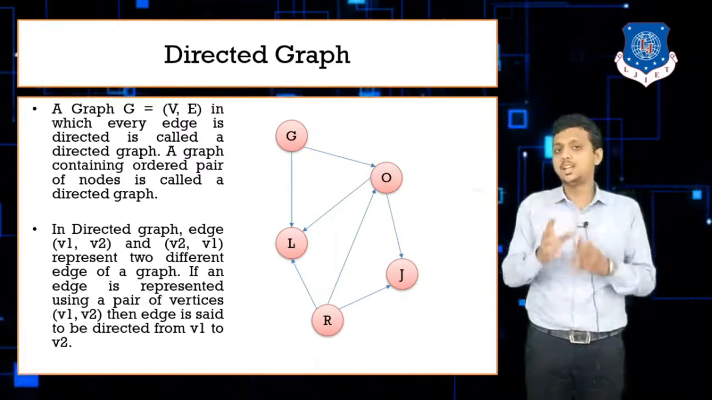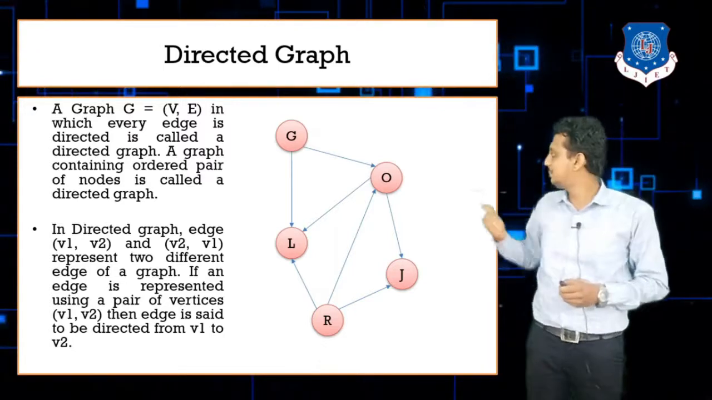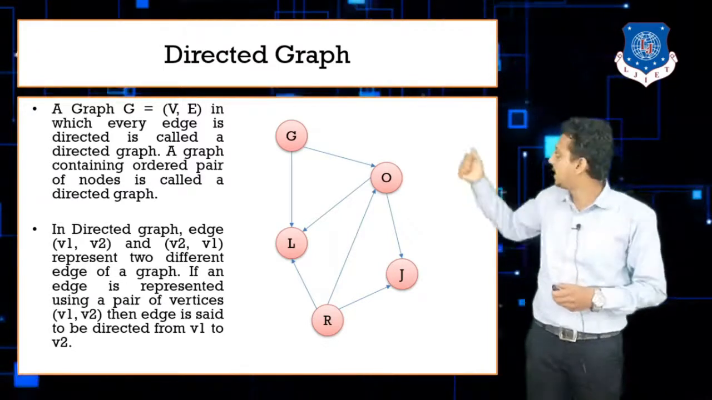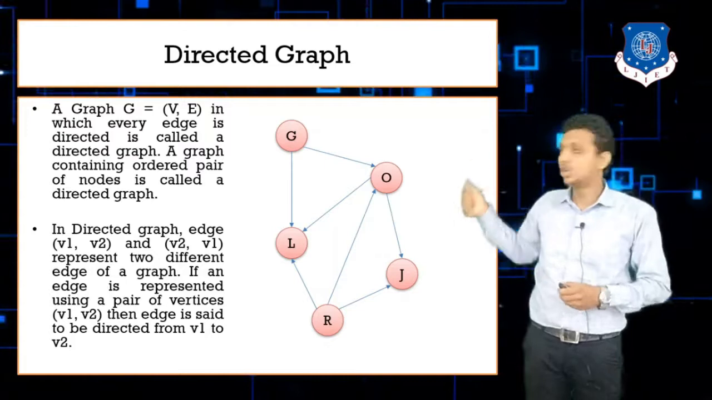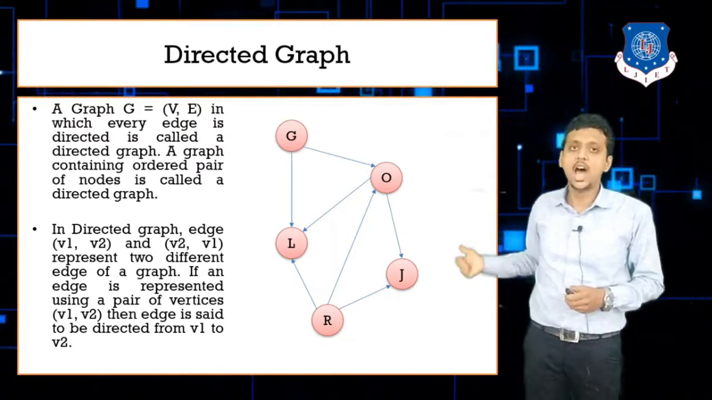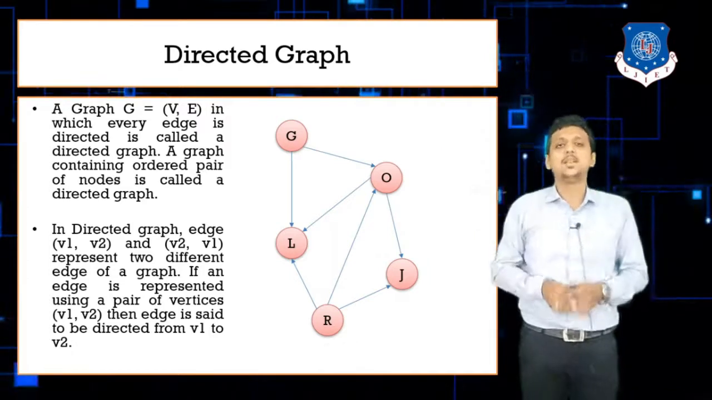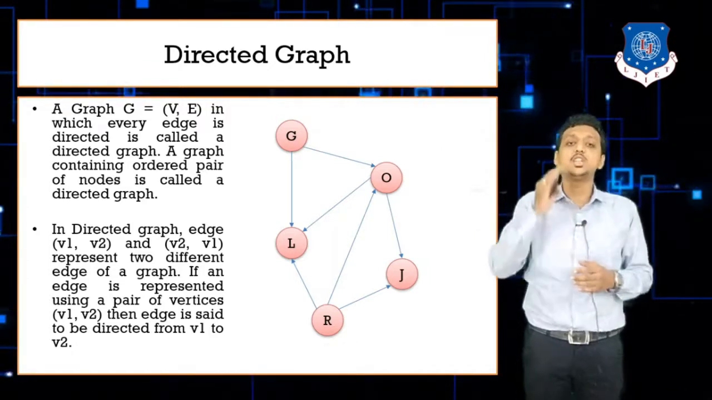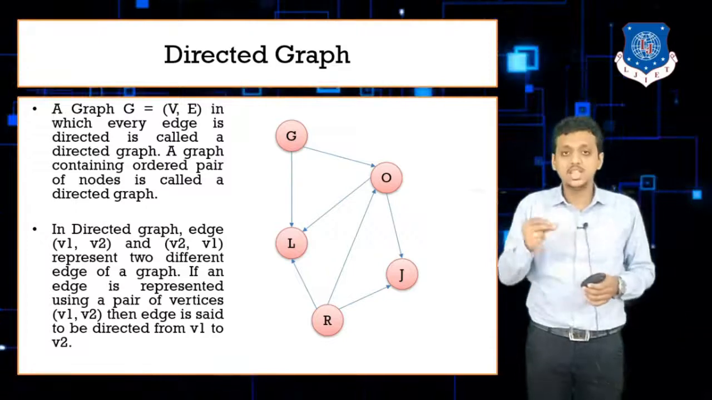Now tell me, what are the other edges for this particular graph? They are like OL, yes, then OJ, yes, then OR, no, RO, yes. Fine, where each and every edge shows some direction.